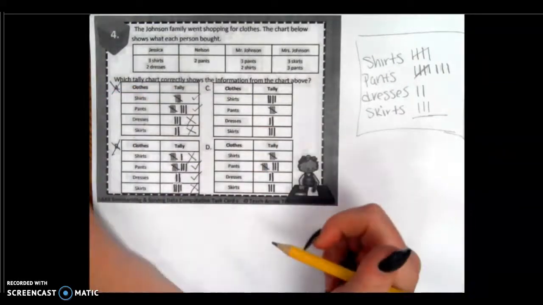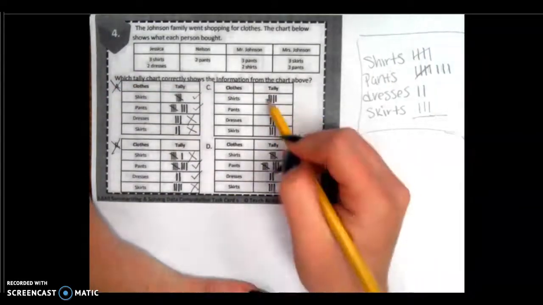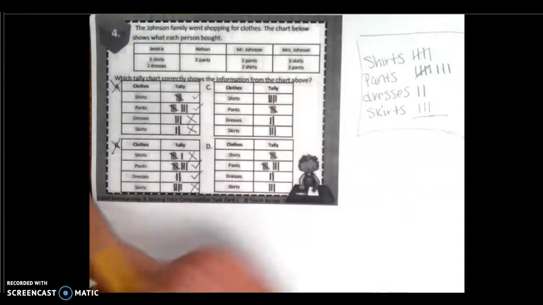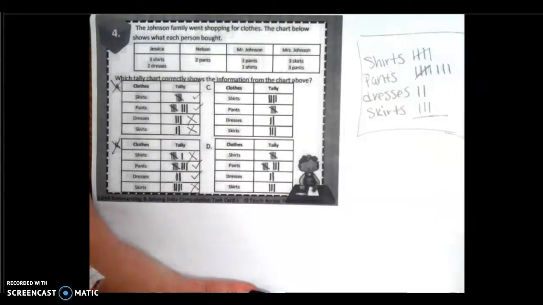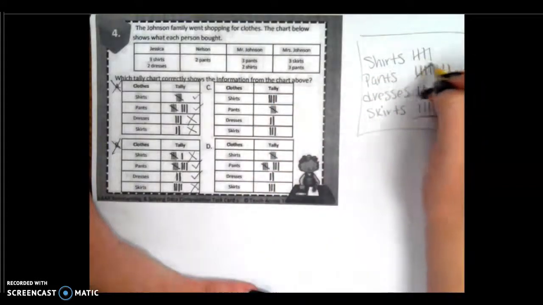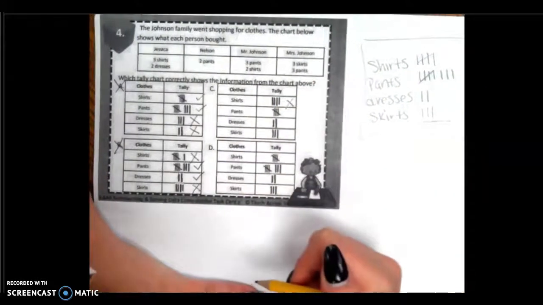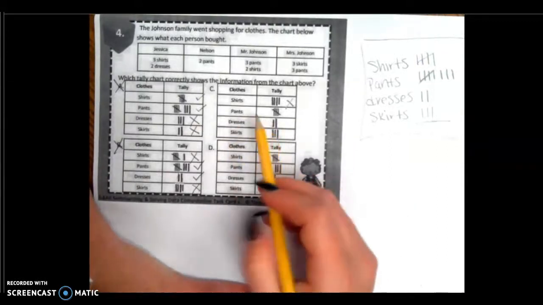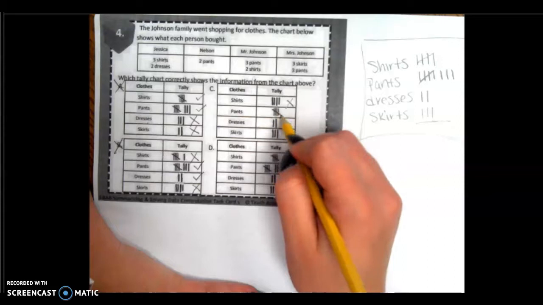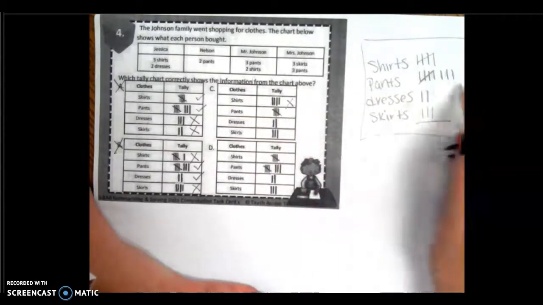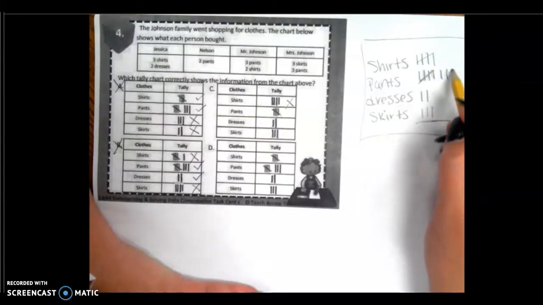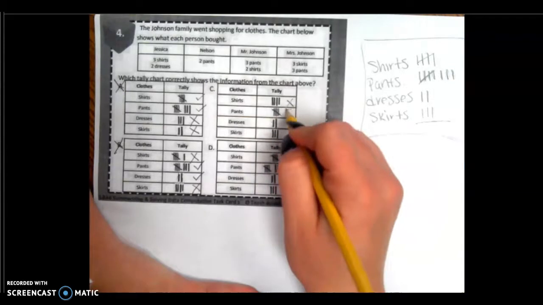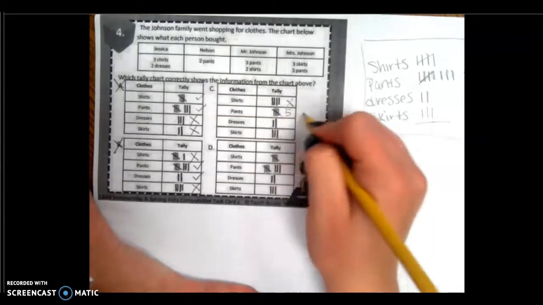Let's look at C. C says that we bought 1, 2, 3, 4 shirts. Let's look at our chart. We bought 1, 2, 3, 4, 5. So we bought 5 shirts. So this has 4, but we really bought 5. So it does not match our information above. Pants. 1, 2, 3, 4, 5. Let's compare. We know that this is how many we bought together. So 1, 2, 3, 4, 5, 6, 7, 8. So this one says 5, but we know we have 8. So we know that this is not right either.